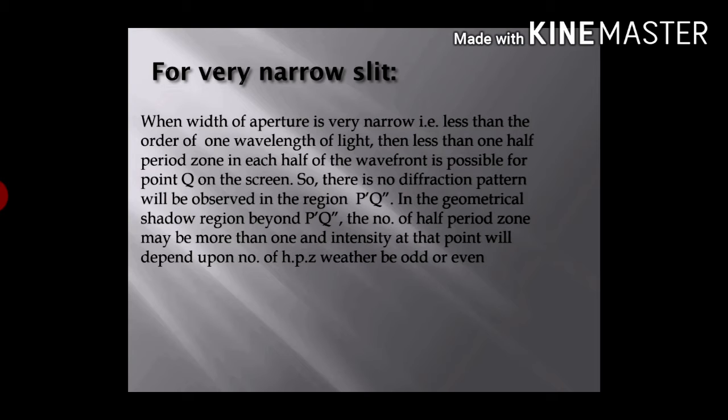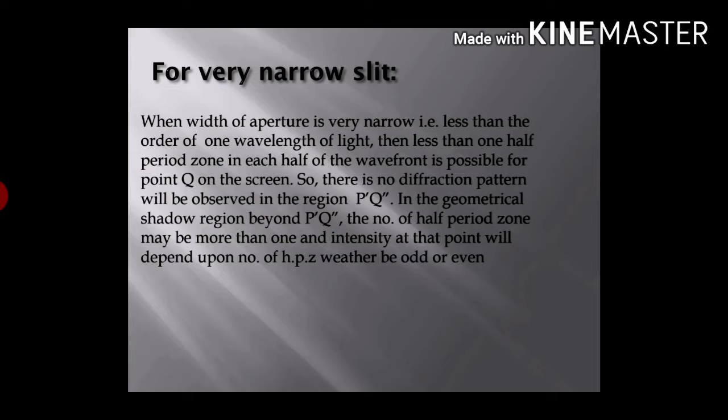Next, if we have a very narrow aperture of the slit, less than the order of one wavelength of the light, then less than one half period zone in each half of the wavefront is possible for the point Q on the screen. The aperture is such that we can construct less than one half period zone. If there is only one half period zone, then there is no diffraction pattern, and the amplitude will be A1.